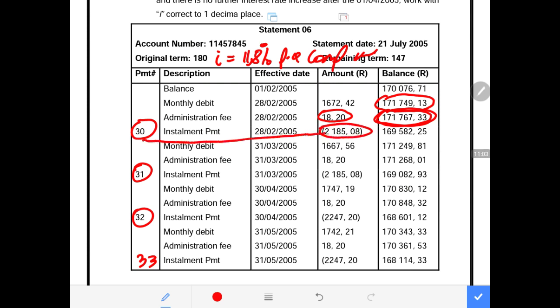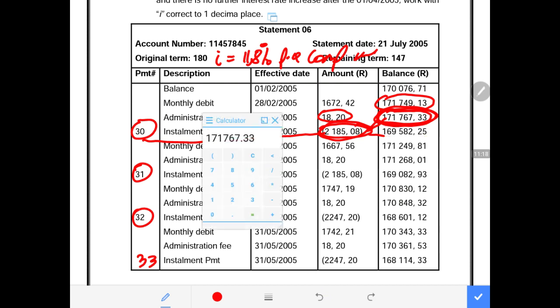because this is the 30th payment. So in other words, this is the balance before the 30th payment is made. Now, after we make the 30th payment, this will be the balance after the 30th payment is made. Let us make the 30th payment, and we say minus our monthly payment of 2,185.08. Then how much do we get? We get 169,582.25. So I want it to be very clear with the calculation that we are doing. Also, be mindful of the fact that included in the payment that we are making, we already have the administration fee that has been taken into account.